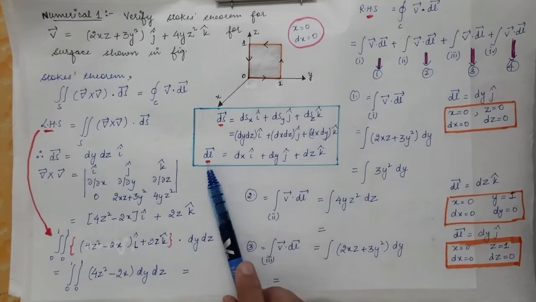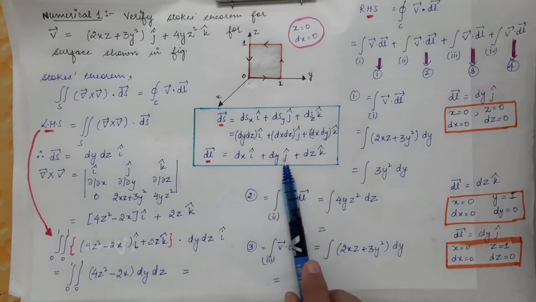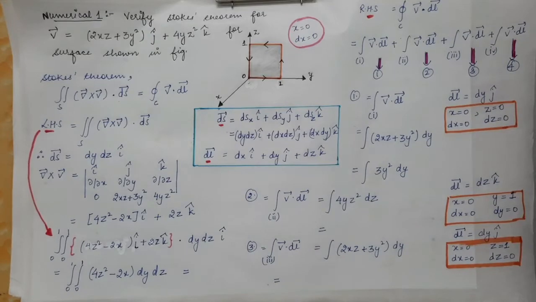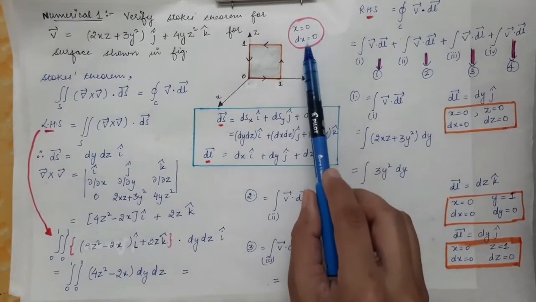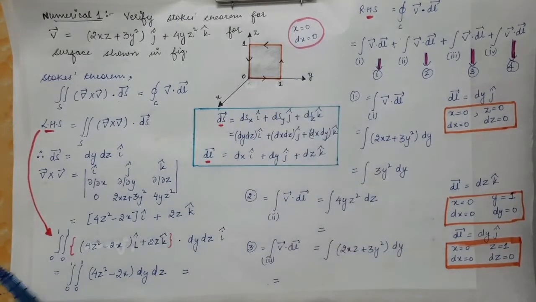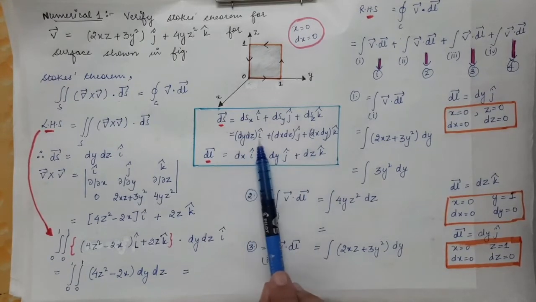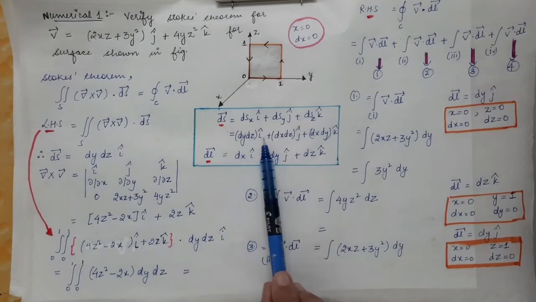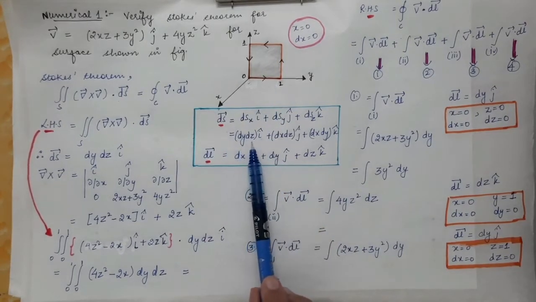Now the small length element in Cartesian coordinates is given by dl vector is equal to dx i cap plus dy j cap plus dz k cap. So these are the general formulas for ds vector and dl vector in Cartesian coordinates. Now in the surface that is given to us, x is equal to 0 and dx will also be equal to 0. So when you put dx equal to 0 in the surface area, the surface area vector will be just equal to dy into dz i cap. So the small surface area element on this surface is simply dy into dz i cap.